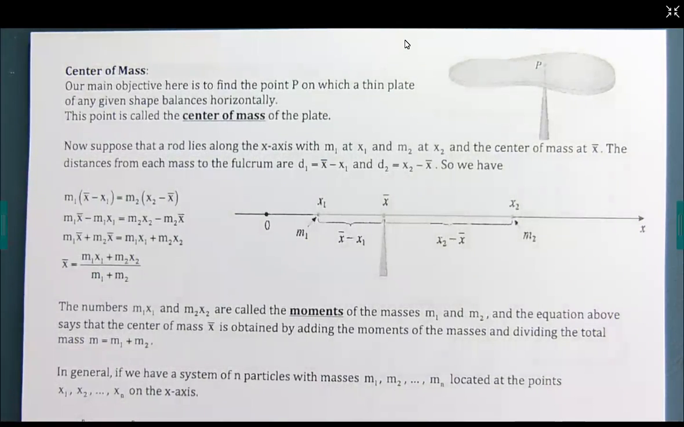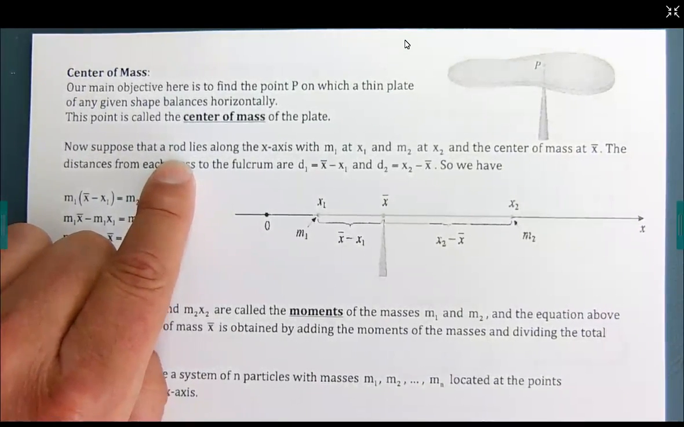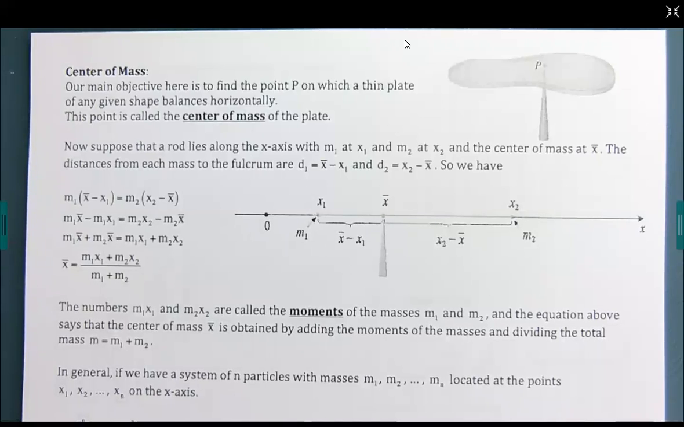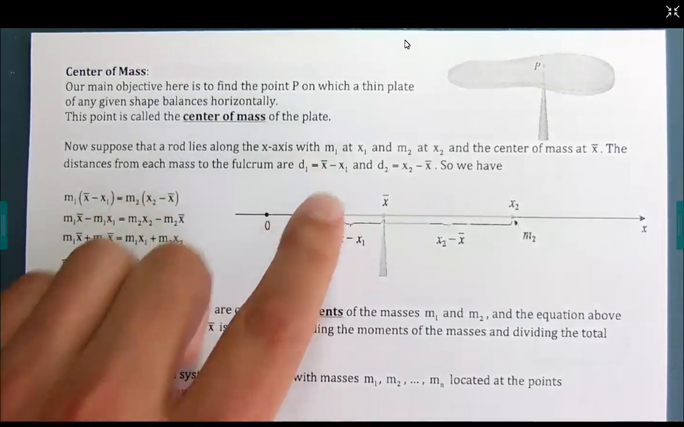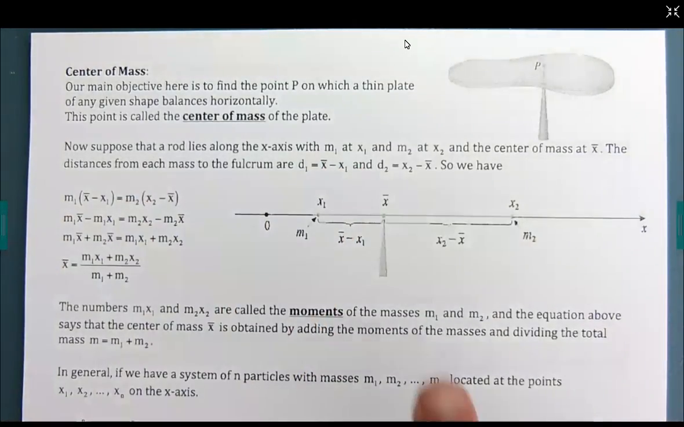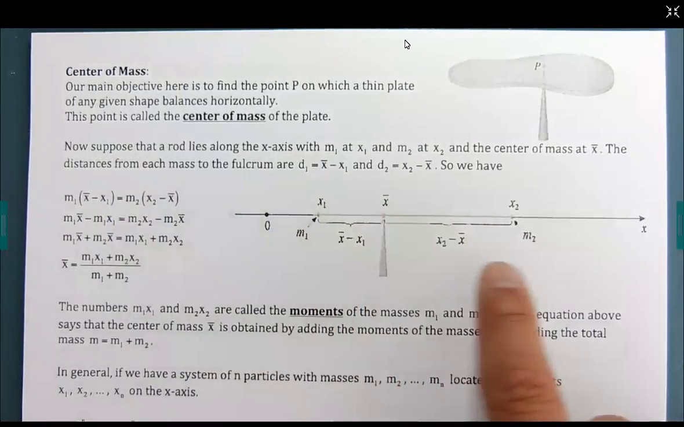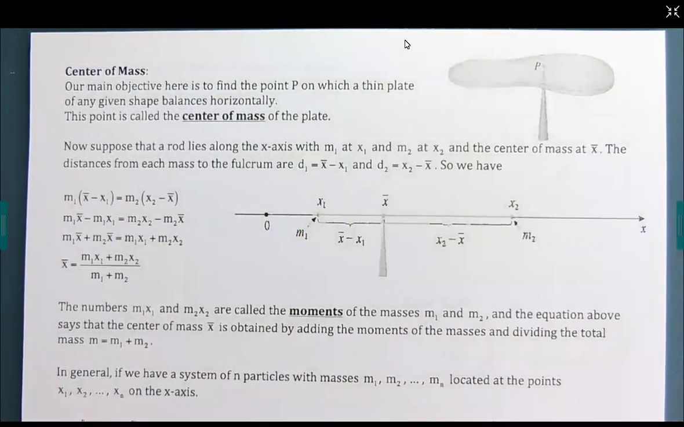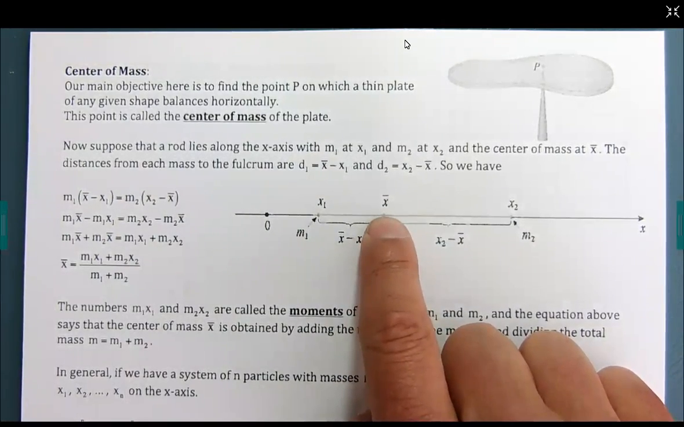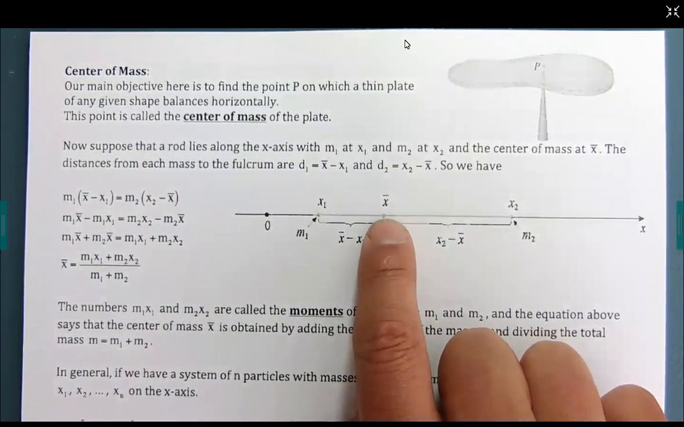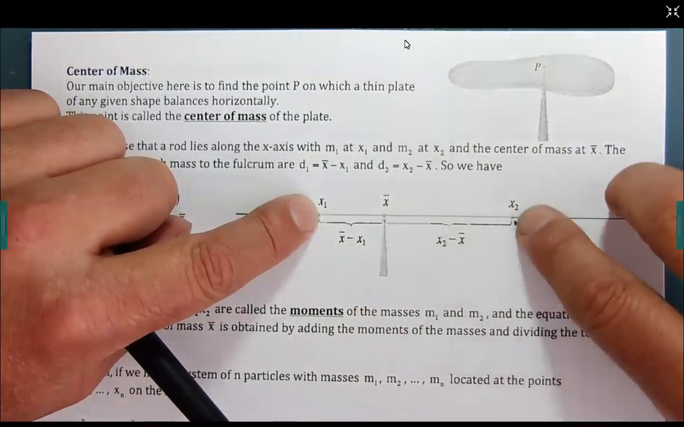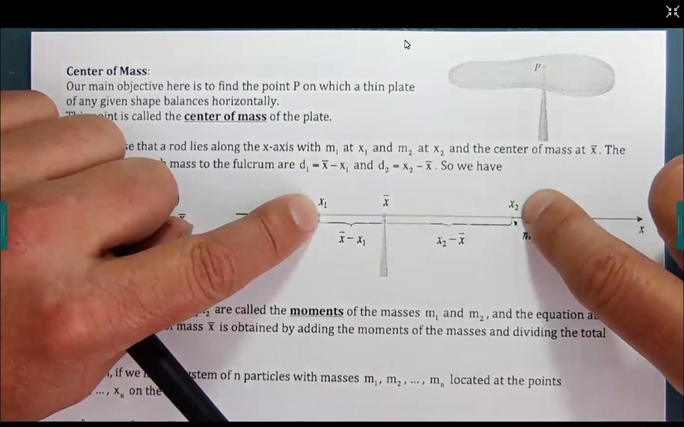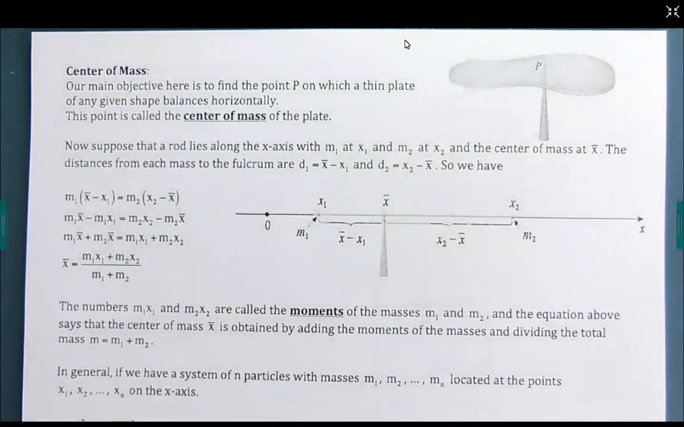Now suppose that a rod, so this is just a one-dimensional rod, lies along the x-axis with the first mass at location x sub 1 and the second mass at location x sub 2, meaning they're potentially different distances and different masses than one another. And we want to find the center of mass, x bar, meaning we want to find where that balance point is, where if I have something heavier and it's closer, but I have something less heavy and it's further away, how can I make them balance out as we do that?